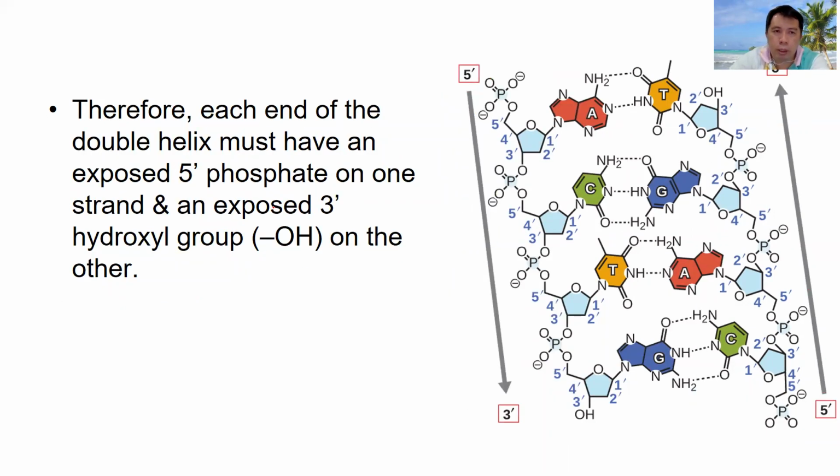Therefore, each end of the double helix must have an exposed 5' end phosphate on one strand and an exposed 3' end on the other strand. So here 5', here 3'. Why do we call it a 5' end? Because here is the carbon 5. Why do we call this a 3' end? Because the last point here is the 3' end.